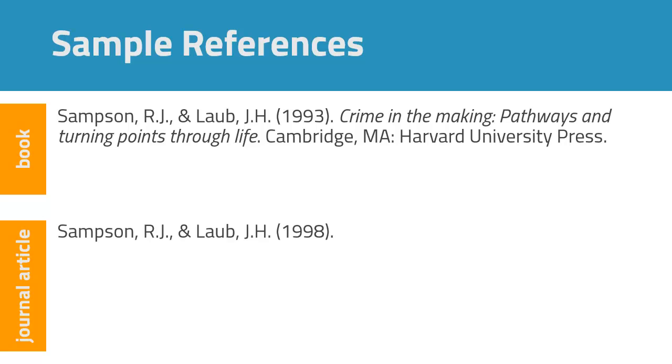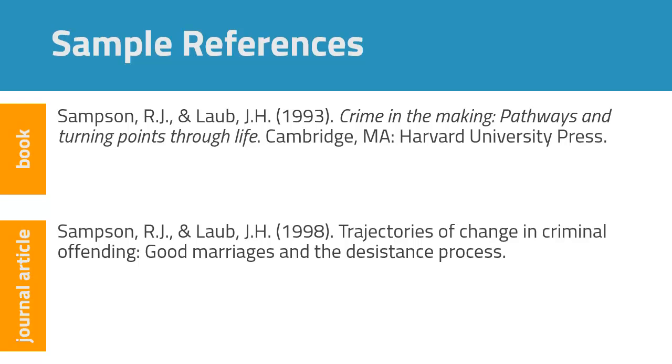Just like the book, we start off with the author's names and the year of publication. Then we write the title of the article. This follows the same unusual capitalization pattern that the book title did. So we capitalize the first word of the title, the first word of the subtitle or any word after a colon, and proper nouns. The title of the article is again followed by a period.